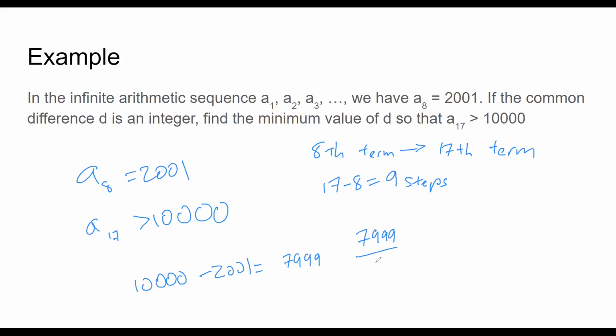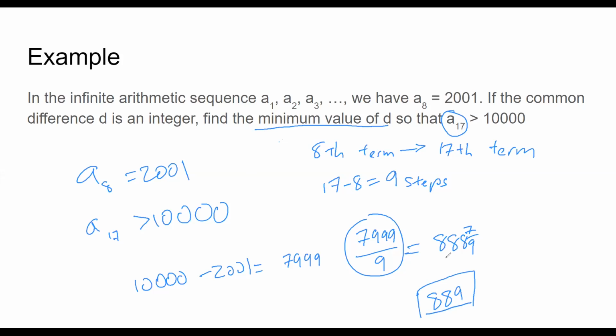7,999 over 9 is equal to 888 and 7/9. That's what this is. So it says that the common difference D is an integer, however, and this isn't an integer. And then as for the minimum value of D, so that this is greater than 10,000, the closest integer to this that satisfies would just be 889, and that is our answer.